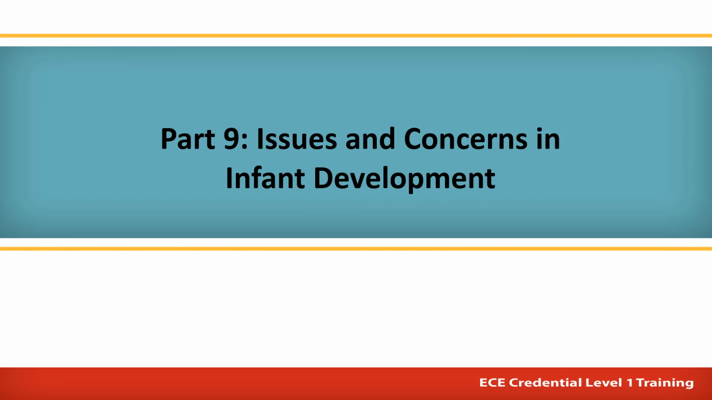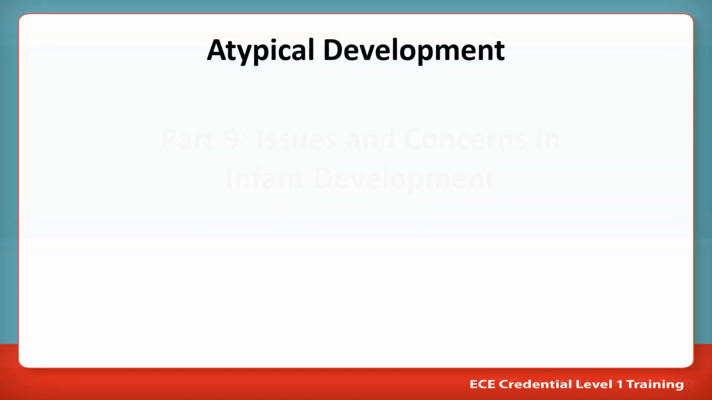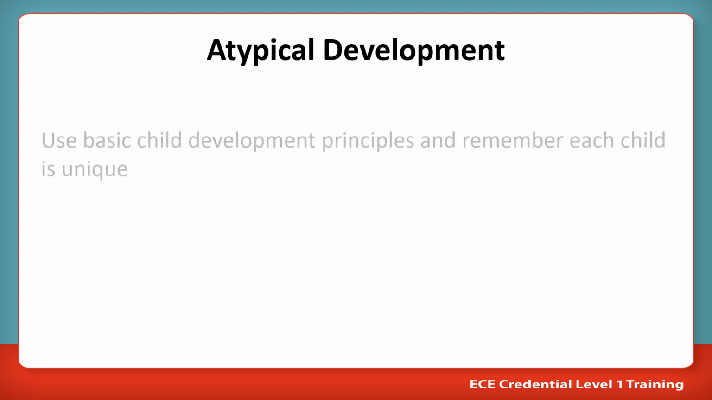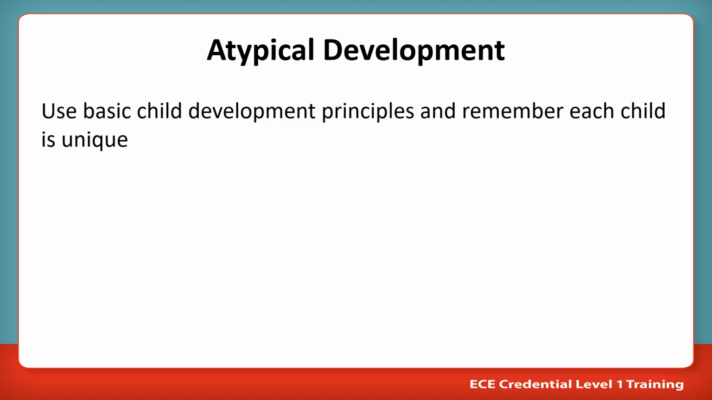And our last section here are issues and concerns in infant development, part 9. We're going to look at atypical development. So typical is when things are happening as you would expect them to. Atypical is when things are not happening as you would expect them to, and you may have some concerns. What you want to do as a teacher or a parent is use basic child development principles and remember that each child is unique. So remember those principles: we develop from head to toe, from midline out, that development is predictable and that development varies.